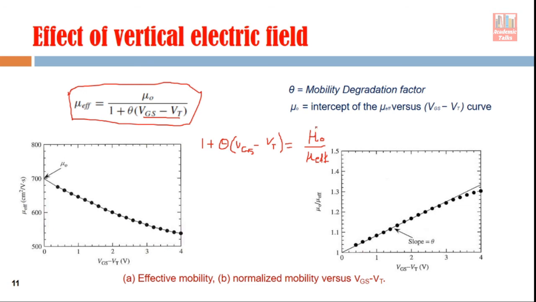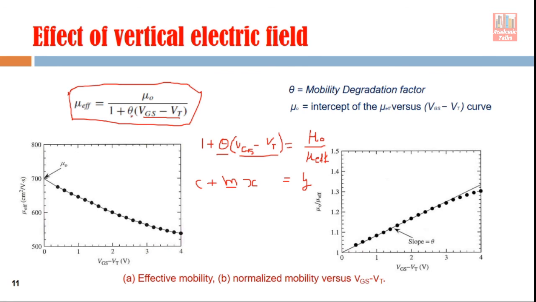You can see this equation is just like the equation of a straight line. This is y, this is m, x, and this is c, right? So if you compare, on the y-axis we have the parameter mu naught divided by mu effective, and on the x-axis we have VGS minus VT. So this is the equation of a straight line. Theta is your m, meaning the slope. So from the slope of this line, you can find the value of theta and insert this value.